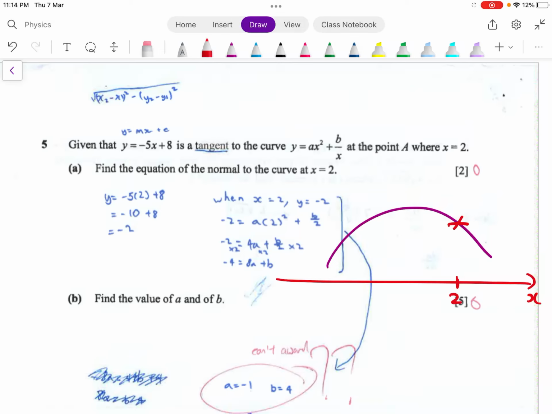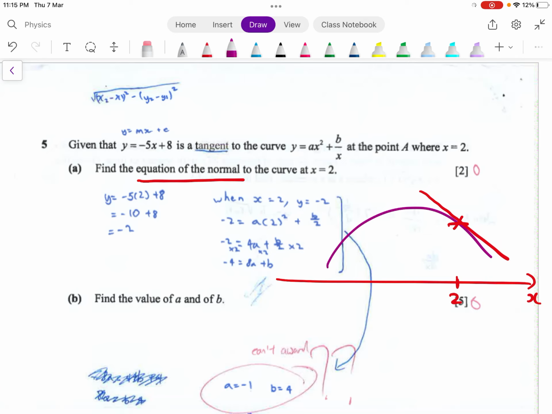Alright, so let's go through question 5. We are given the line y equals negative 5x plus 8, which is tangent to the curve at the point A where x is equal to 2. We are asked to find the equation of the normal. First, when I draw the tangent right here, this tangent has an equation of y equals negative 5x plus 8.